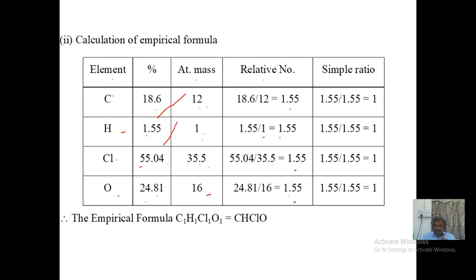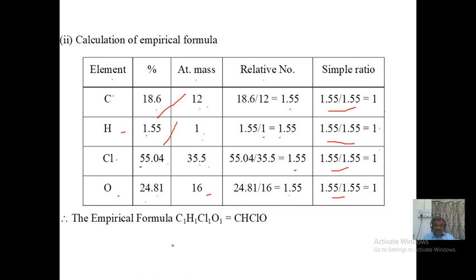So, we have to find out the simple ratio. So, what is the simple ratio? Find the smallest one of these 4, and divide all the relative numbers by the smallest one. But here it is no question, all of them are 1.55. So, all of them will be divided by the smallest, that is 1.55, getting carbon simple ratio 1, hydrogen 1, chlorine 1, oxygen 1. So, you are getting simple whole numbers, 1, 1, 1.